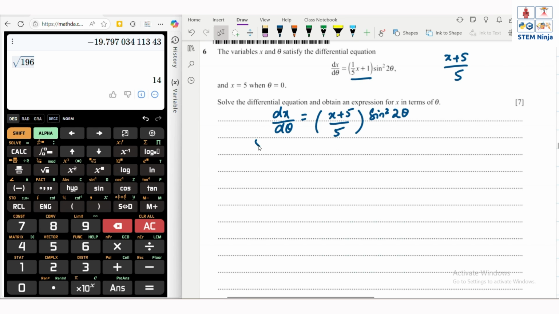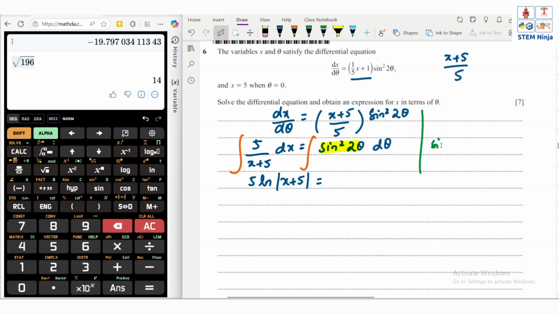So we separate the variables, so 5 over x plus 5 comes on this side, equals sine squared 2 theta d theta. So we integrate both sides. The left side is simple. We get the ln form. So 5 ln of x plus 5 equals... to deal with this, remember the power trigonometric expression integration video. I will put a link over this. For that, we convert it into double angle form.